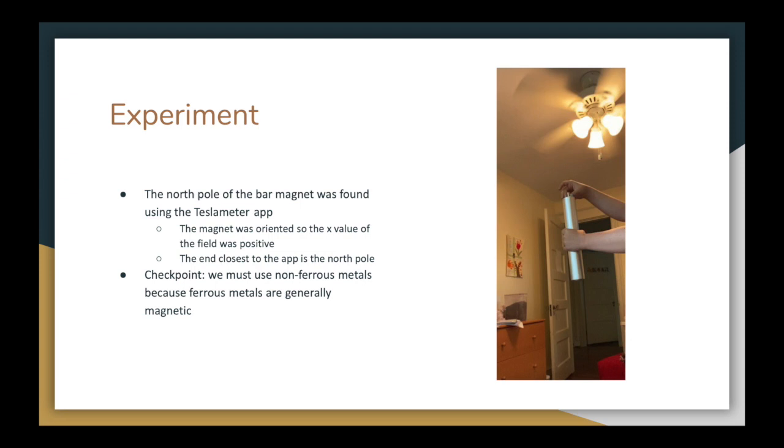For the experiment, the first thing we did was find the north pole of the bar magnet using the Teslameter app. We found this by orienting the magnet so the x value of the field was positive, and then we knew that the end closest to the app was the north pole. As a checkpoint, we knew we must use a non-ferrous metal as the tube because ferrous metals are generally magnetic.